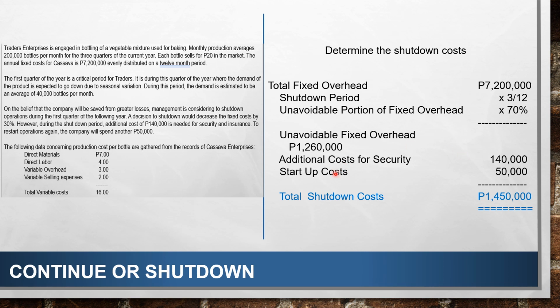Then we add the additional cost for security and insurance, 140,000, plus the startup cost of 50,000. So we have a total shutdown cost of 1,450,000. Therefore, if we temporarily shut down our operation, we will incur 1,450,000 during that period of shutdown.